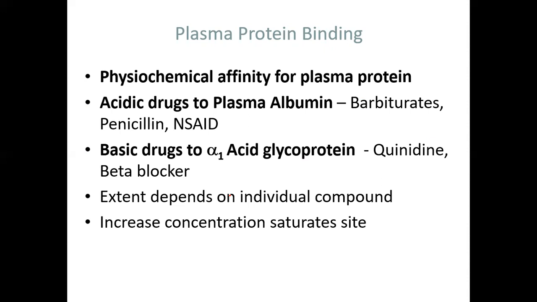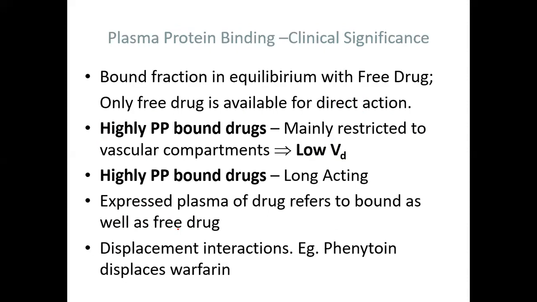Now there are two groups of proteins that bind to drugs. One is the acidic proteins, the other is the basic proteins. So the acidic drug binds to proteins such as plasma albumin, the examples being barbiturates, penicillin and NSAIDs, whereas basic drugs bind to alpha-1 acid glycoproteins, such as quinidine and beta blockers. Now, the extent of this depends on the individual compound, and once we increase the concentration, the binding sites get saturated, and more free drug would be available. That could lead to toxicity.